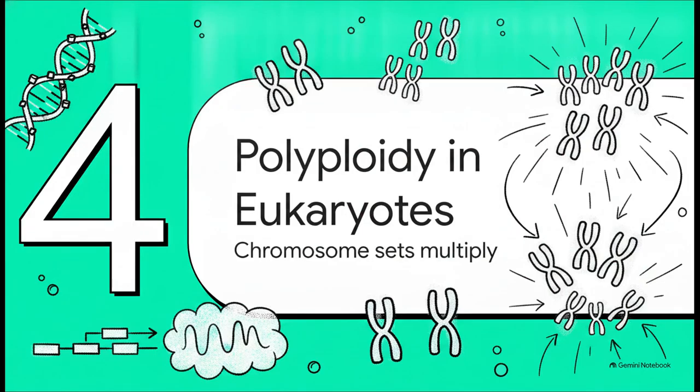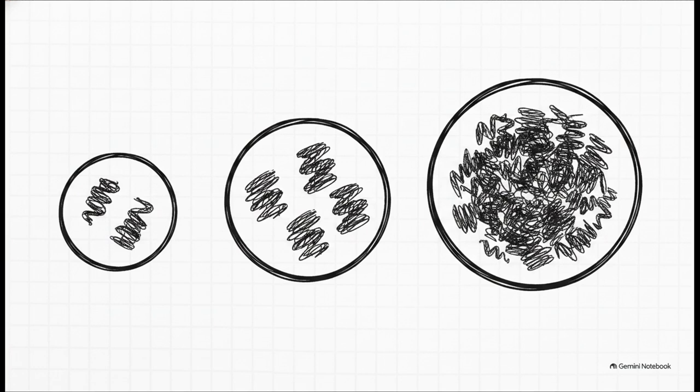Section 4. Polyploidy in eukaryotes, when entire chromosome sets multiply. Now let's zoom way out from single genes and linear maps to some massive structural genetic changes. The term ploidy, great word, right, refers to the number of complete sets of chromosomes an organism has. Humans, along with most animals, are diploid, meaning we have two complete sets, one from each parent. But nature gets pretty crazy, and those numbers can go way higher.